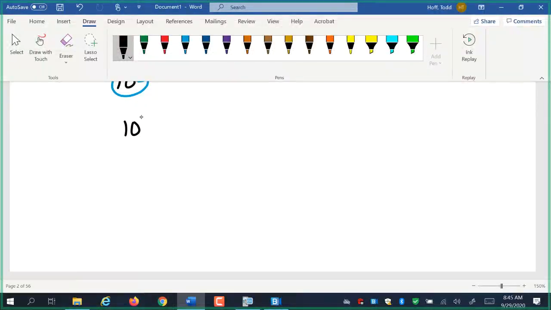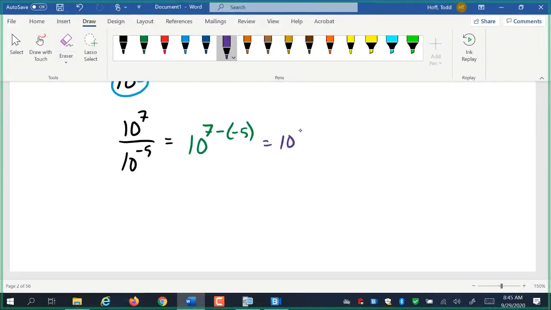So what if we have 10 to the 7th divided by 10 to the negative 5th? Well, once again, we are subtracting powers. That's 10 to the power of 7 minus a negative 5. Recall that we changed minus a negative to adding the opposite. That's plus a positive 5. So 7 plus 5 is 12. That's just 10 to the 12th.